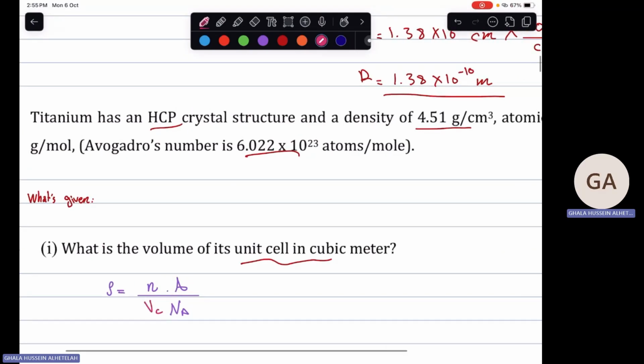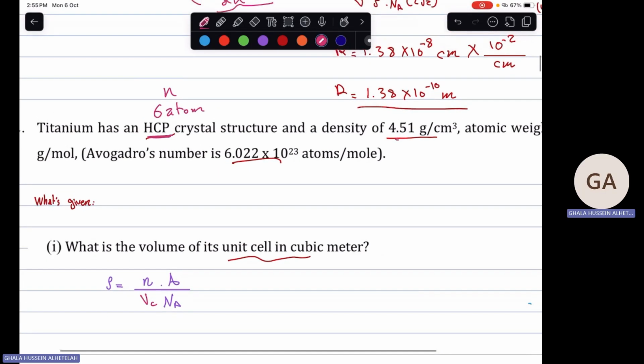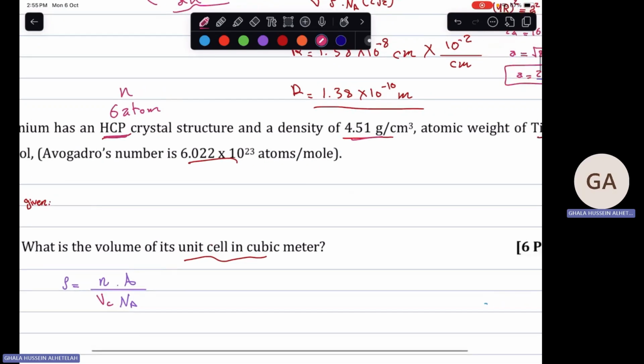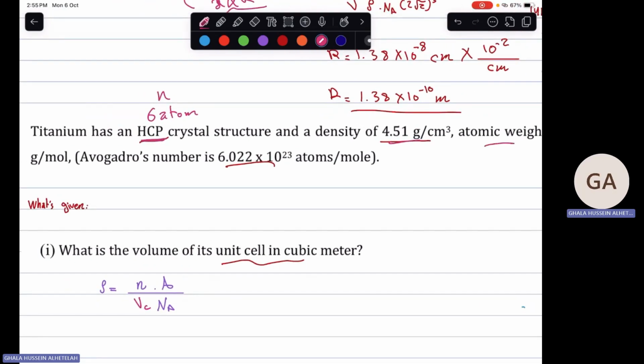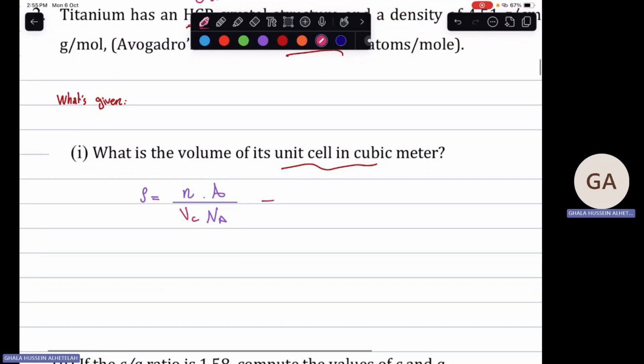He gives us that it's HCP, which means that we have 6 atoms. This is the N. And also he gives us the density is 4.51, and also he gives us the atomic weight. So let's just arrange our equation and put the VC on one side. Then we are going to have N multiplied by A over the density multiplied by Avogadro's number.